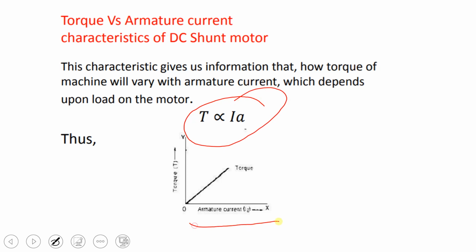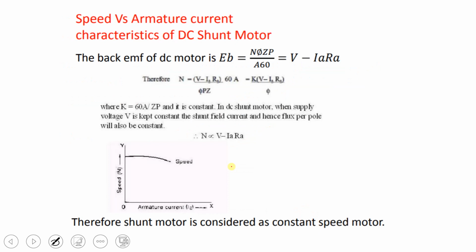On the x-axis we have armature current Ia, and on the y-axis we have torque T. This gives a directly proportional relationship, so we have a linear graph. Then, speed versus armature current characteristics of DC shunt motor.